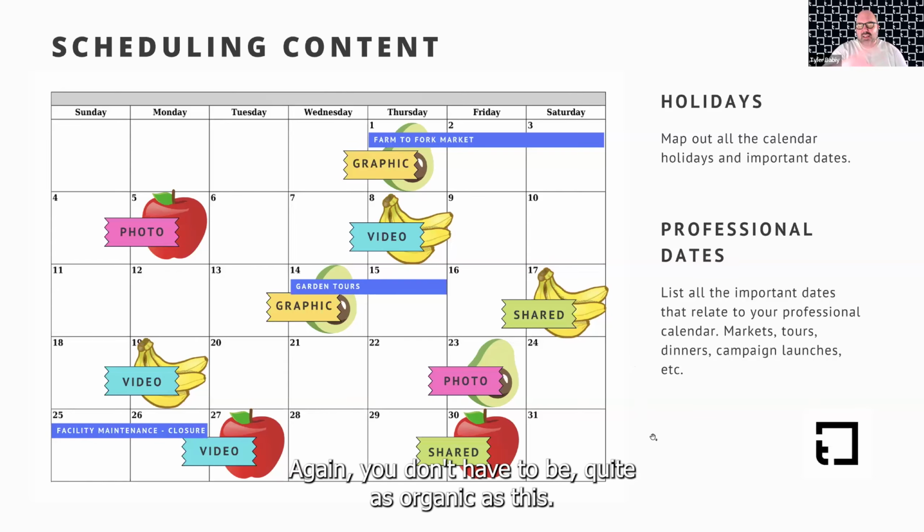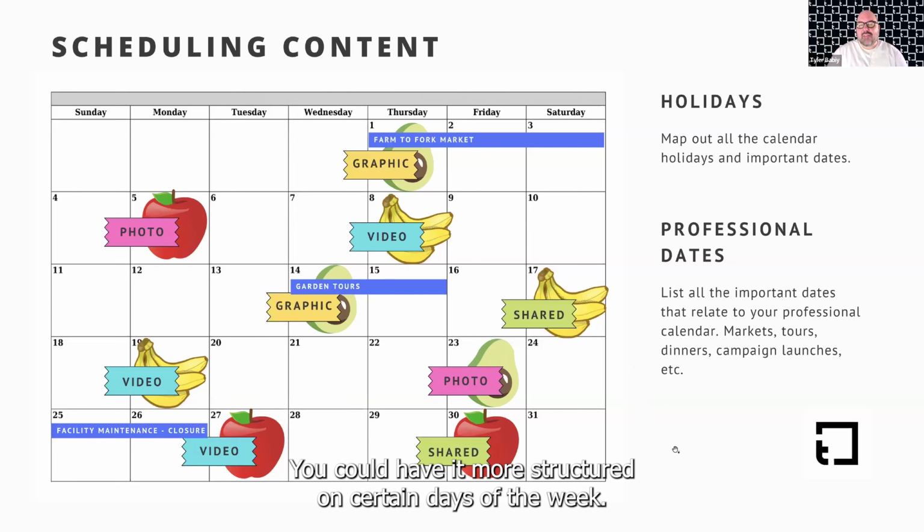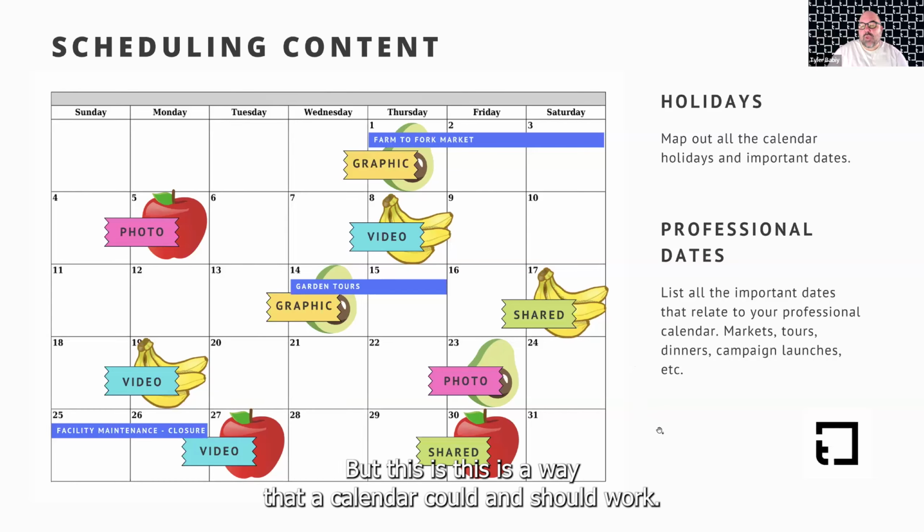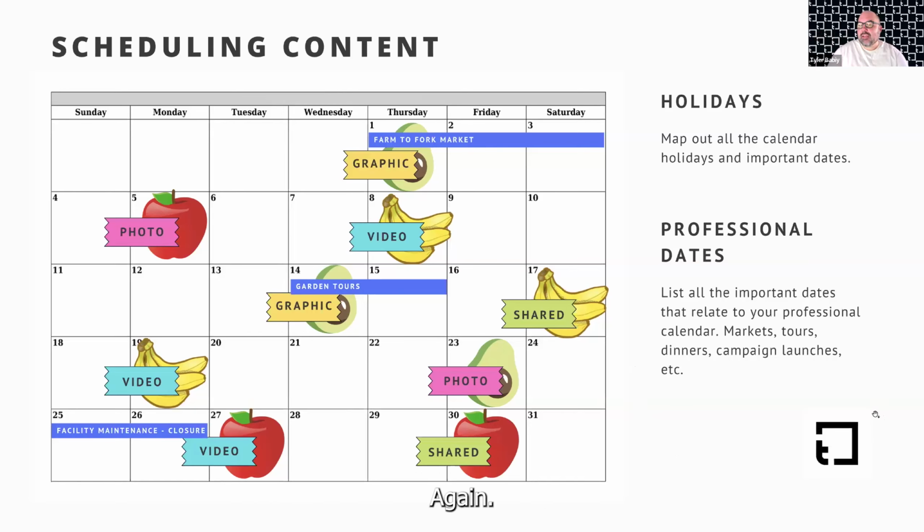Again, you don't have to be quite as organic as this. You could have it more structured on certain days of the week. But this is a way that a calendar could and should look. Again, working around holidays, but also professional dates that apply to your organization.